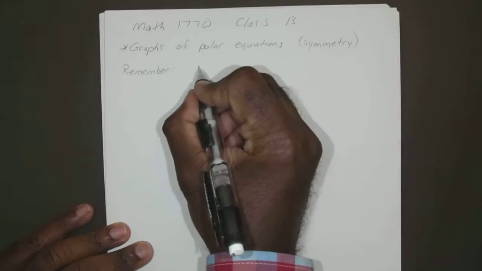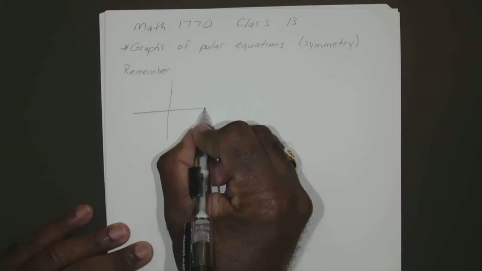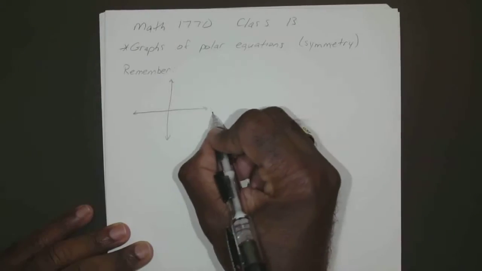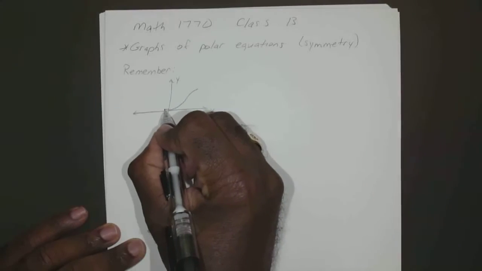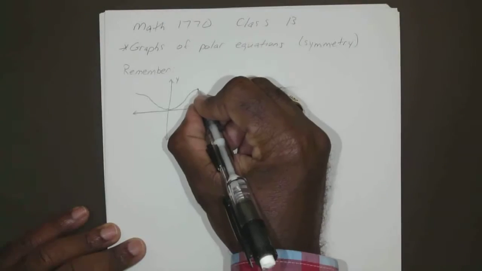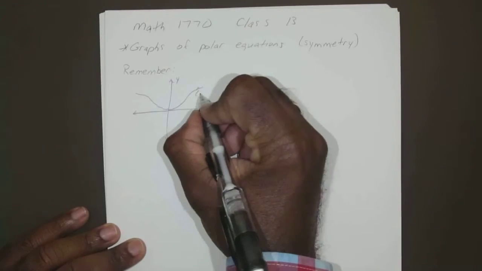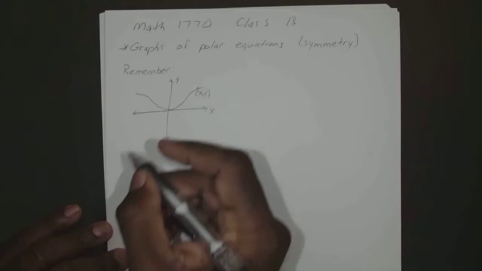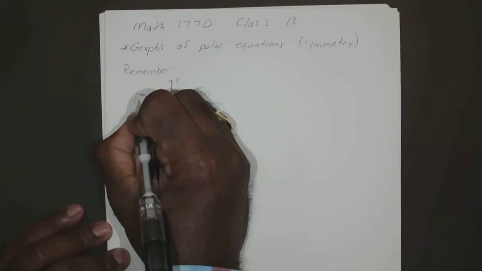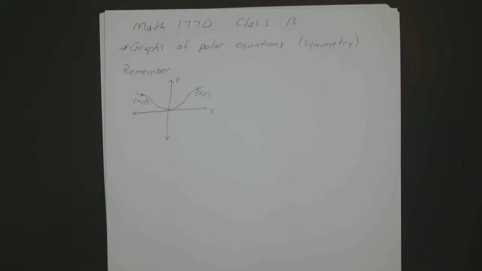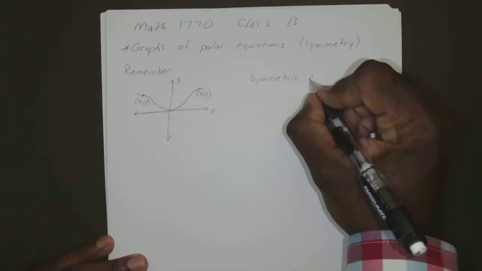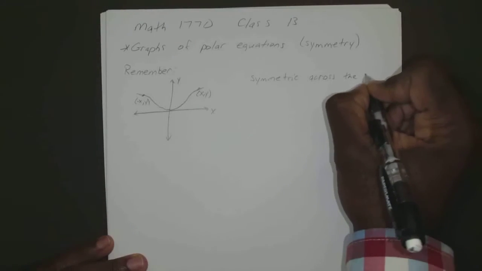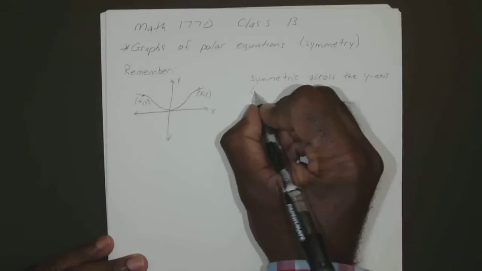Okay, so let's say you have the graph, you have your x-axis and your y-axis. So let's say you have a graph that looks like that, where for every x comma y, you have a negative x comma y, which means it's symmetric across the y-axis. Which in this case is an even function.